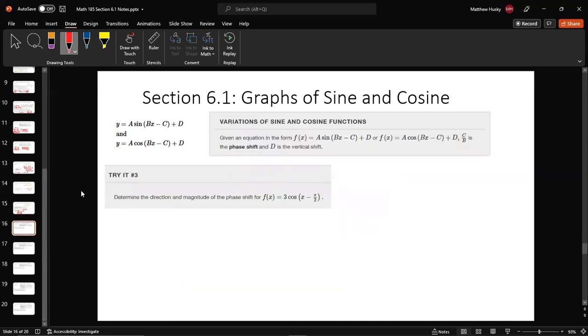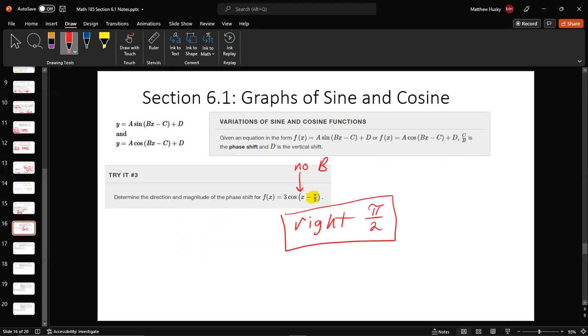It says determine the direction and magnitude of the phase shift for this one. So again, notice there is no b value, which makes our lives easier. You will see here, this is minus pi/2. Since it's minus, you would do the opposite of that, which means you would go to the right, which is where the positive numbers are, as opposed to the left where the negative ones are. We're going to go right. How far to the right are we going? Pi/2. That's how far we go. So we're going to go right by pi/2.